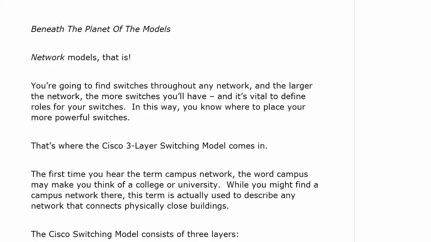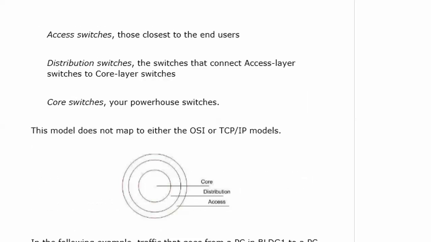So the Cisco switching model, let's take a look at it now. It consists of three layers, as you've probably guessed by now: core, distribution, and access. The very name core tells you that's at the middle of these three circles. It's the innermost circle. Distribution is your middle layer, and access is your outside layer. Your access switches are those closest to the end users. A good way to remember that is how your end users access the network. The distribution switches are the ones in the middle, and they connect your access layer switches to your core layer switches, and then finally in the center, you have those core switches.